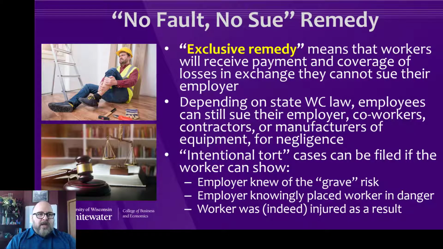So let's talk about one of the main concepts, and that is exclusive remedy. It means that workers will receive payment and coverage for losses. In exchange, they will not sue their employer. This is not a black and white issue. There are circumstances in which an injured worker could sue their employer. They could sue the manufacturer of equipment, coworkers, all kinds of things, depending on what is evidence for negligence.